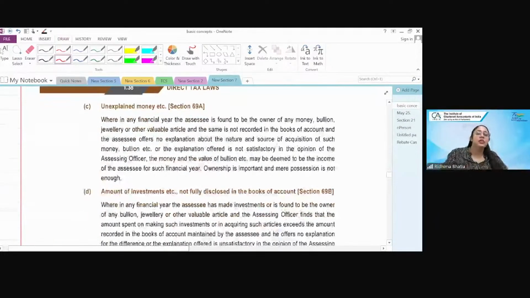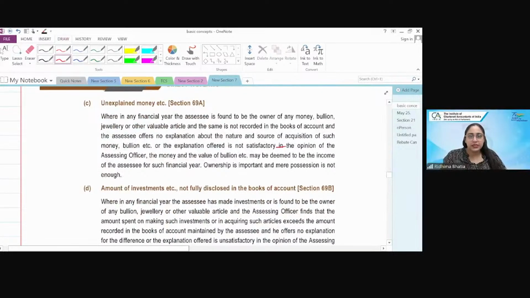Unexplained money, which is section 69A. In this case, the assessee is the owner first of all, and he has been in possession of any money, bullion, jewelry, any valuable article which is not recorded in the books of accounts. And once it is found that you are the owner, why is it not in the books of accounts, and you're not able to tell the nature, source, how you got it, or you're not able to tell the assessing officer a satisfactory explanation, then you are in a position of unexplained money. That money would be added as your income, and that income would be subject to 78% tax.